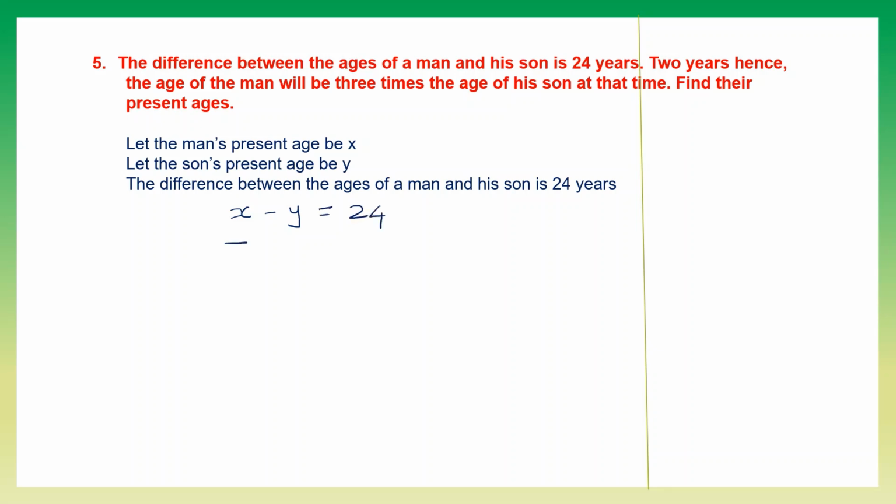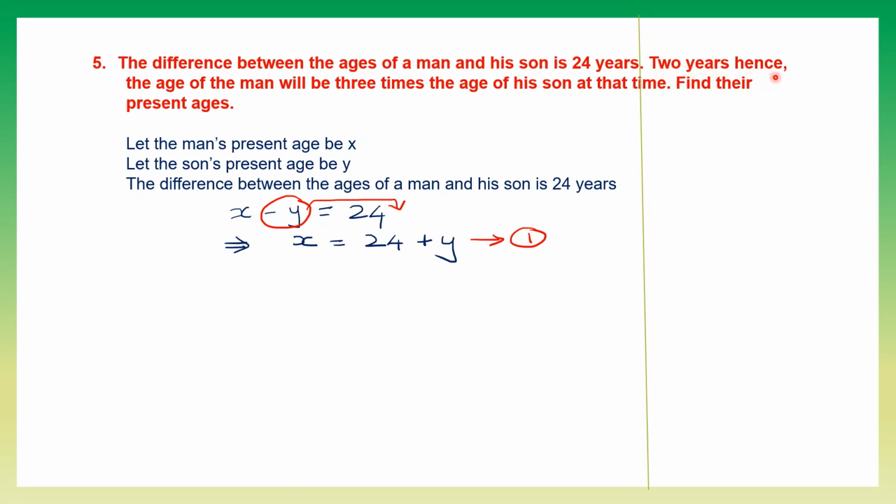So let's try and make an equation for x. Let's see what x is. x will be equal to 24 plus y, because I'm transposing minus y from here to the right hand side. It's going to become plus y. So we've got our first equation where we say x is equal to 24 plus y. Let's continue. Let's read the question.